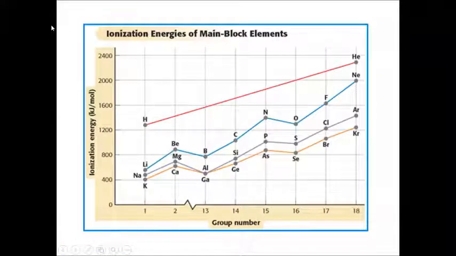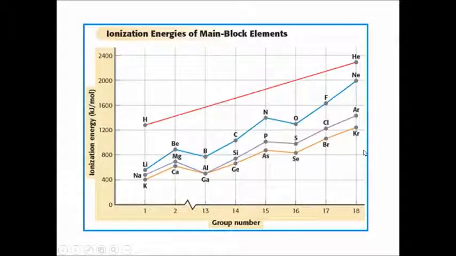A graph is plotted of ionization energy against group number. The group numbers from group 1 to 18 are on the x-axis, while ionization energy in kilojoules per mole is on the y-axis. Now you can see the groups. The first group: hydrogen, lithium, sodium, potassium. Second group: beryllium, magnesium, calcium. Then boron, aluminum, gallium, carbon, silicon, germanium, nitrogen, phosphorus, arsenic, oxygen, sulfur, selenium, fluorine, chlorine, bromine, and neon, helium, argon, krypton.